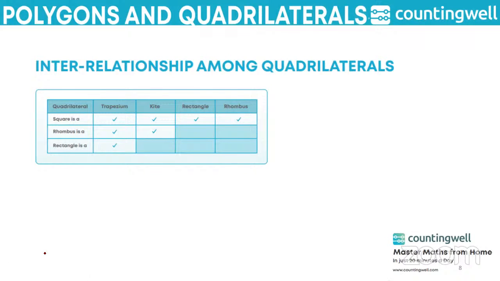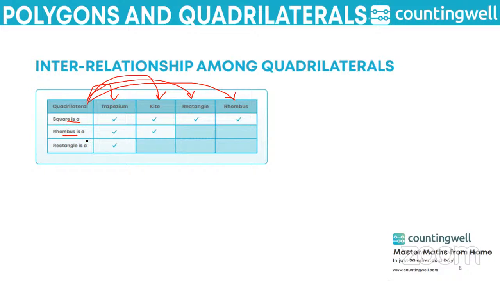Let us see some interrelationships among quadrilaterals. As I said, let us see whether a rhombus can be a square and so on. So let us see a square, whether it is a trapezium. Yes, a square can be called a trapezium. A square can be called a kite. A square can be called a rectangle. A square can be called a rhombus. You can apply the properties and check for the properties of a square.